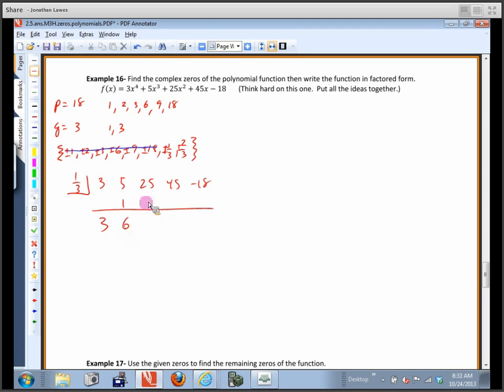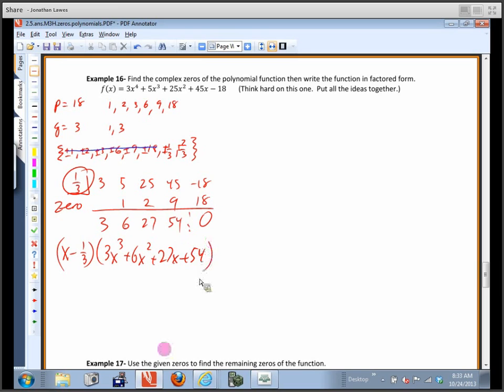Multiplying here, that's going to be a 2, so that's a 27. That's going to be a 9, so that's going to be a 54. And when I multiply 1/3 times 54, that is, lo and behold, 18, so we end up with a 0 right there. Okay, now, remember, it says find the zeros and write it in factored form. So this is a 0. The factor that it corresponds to is x minus 1/3. And let's take a look at what we've got right here. This is the depressed polynomial. This is going to be 3x cubed, 6x squared, 27x, and then 54.